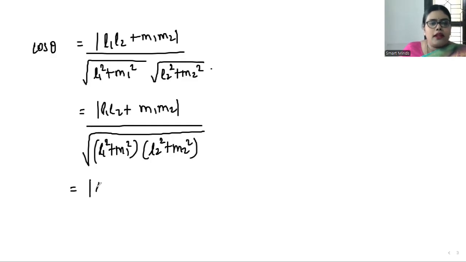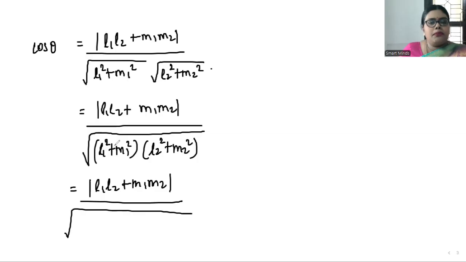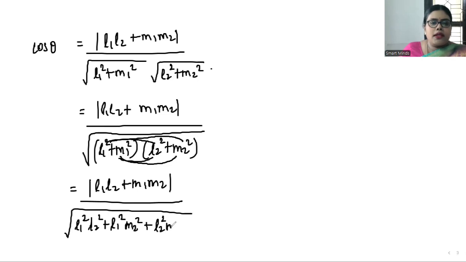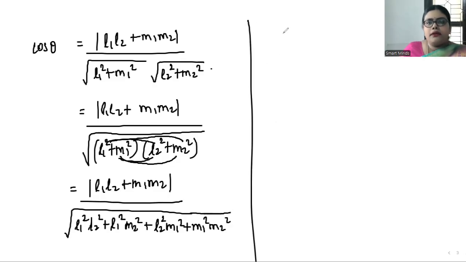So that is mod l1 l2 plus m1 m2 by square root of. Now multiply the brackets. How to multiply two binomials? Same way. This into this, this into this, this into this, this into this. So l1 square l2 square plus l1 square m2 square plus l2 square m1 square plus m1 square m2 square. Now this how can I write? That is mod. Numerator I am not changing.